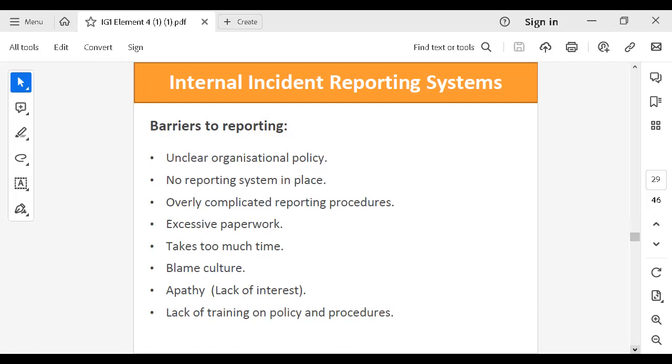Blame culture in the company. Apathy or lack of interest from the top management to the workers. Lack of training on the policy and procedure of the reporting system, that is, how they will report. Maybe there was no training.